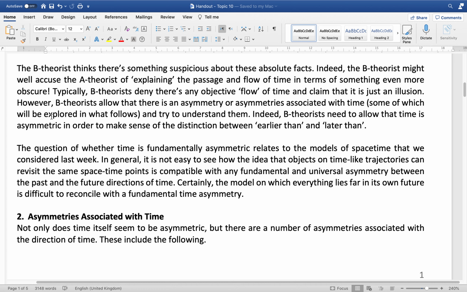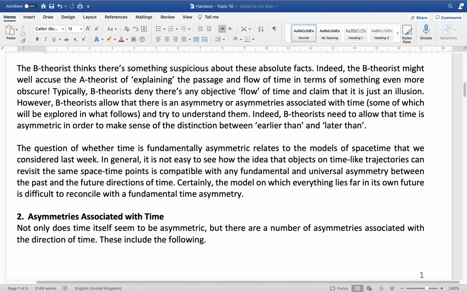There's been a lot of discussion about whether we can provide some basis in physics for understanding the arrow of time. And if we can, then that would be a good thing for the B theorists, because, assuming that basis in physics didn't have anything to do with flow, the B theorists could avail themselves of that physical asymmetry to explain the difference between earlier than and later than. Okay, so that's largely what we'll be looking at this week.